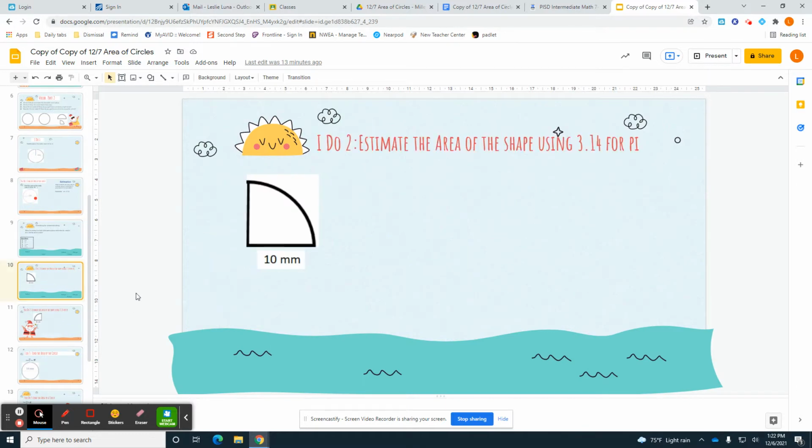All right, so this is I do number 2. Estimate the area of the shape using 3.14 for pi. If you remember yesterday, we said pi was a never-ending decimal, so that's why it says estimate, because 3.14 is a rounded version of pi. And we are looking for area. So we're going to start with WTF, substitute, and solve. WTF, write the formula. My formula for area is A equals pi r squared.